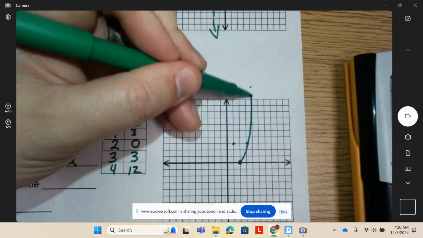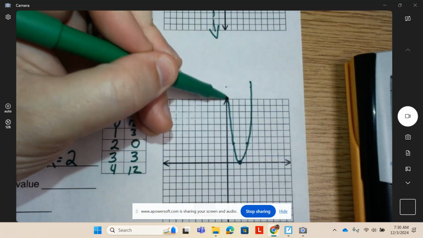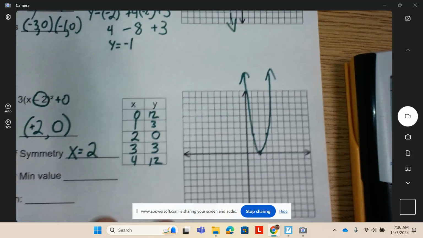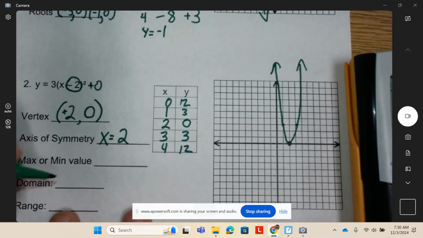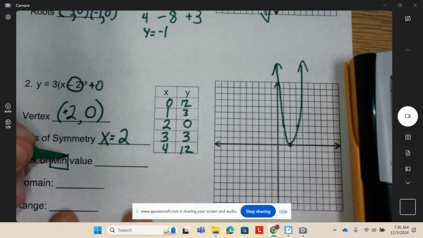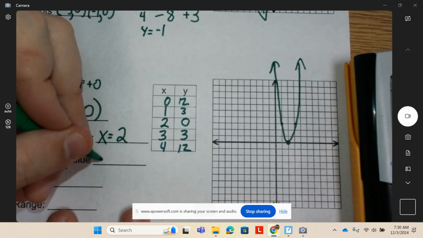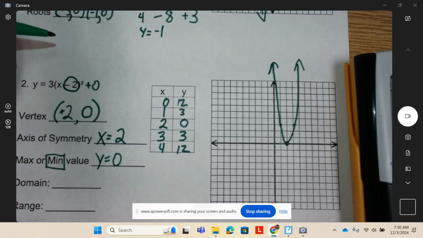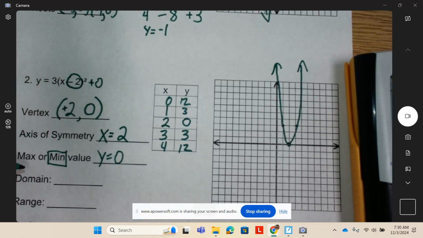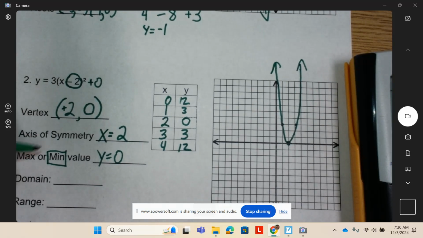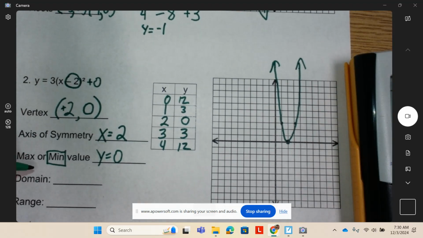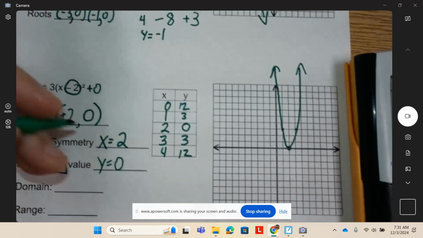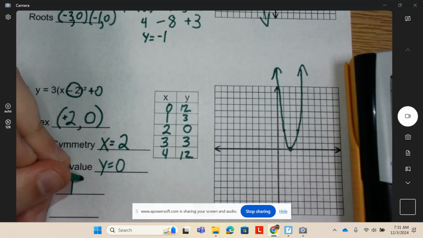So I'm graphing it going that way. A pretty steep graph overall. And looks like I have a minimum value again. So that minimum value would be y, where y is equal to 0. And looking at my domain and range, I have a domain again of hitting arrows on both sides. So domain of all real numbers.